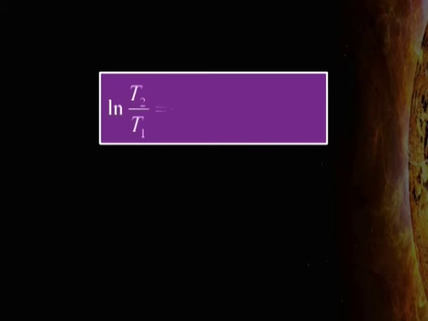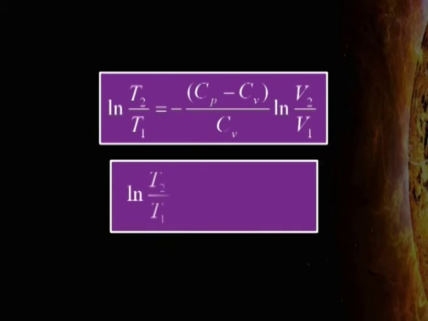Hence, putting the value of R equal to Cp minus Cv, we will get natural log T2 by T1 equal to minus (Cp minus Cv) upon Cv natural log V2 divided by V1. The ratio Cp by Cv is known as Poisson's ratio and is denoted by gamma. Hence, putting the value of gamma equal to Cp by Cv, we will get natural log T2 by T1 equal to minus (gamma minus 1) natural log V2 by V1.